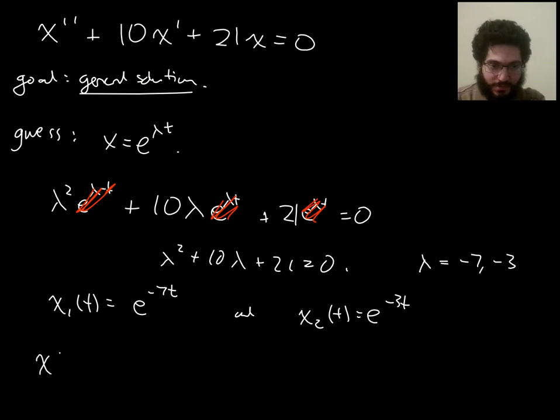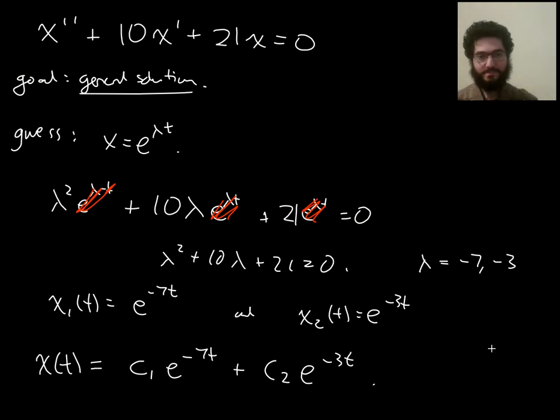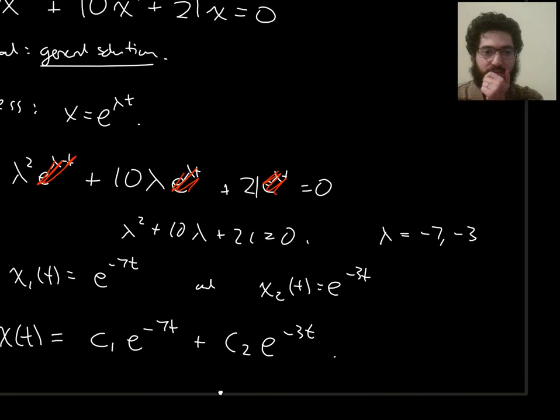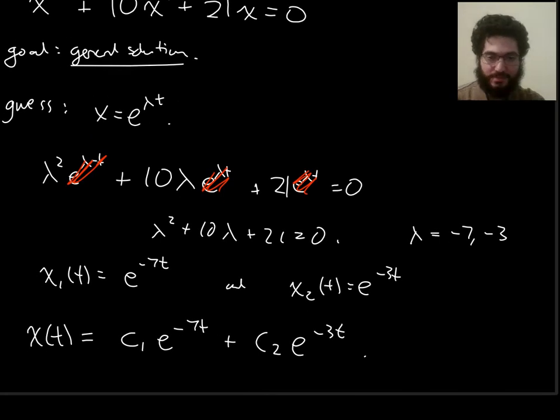So here's our general solution then, according to all the theoretical stuff from before. C1 e to the -7t plus C2 e to the -3t. Great. Yeah, so let me just write that down. This is the general solution.